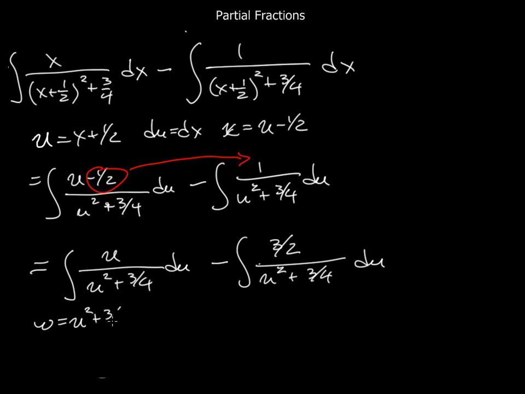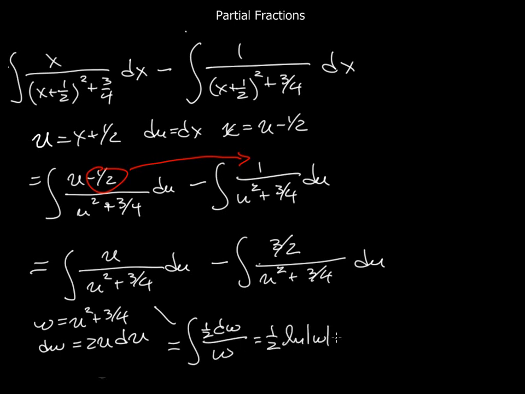The first one, you make another substitution. w is equal to u squared plus 3/4, dw is equal to 2u du. And this becomes the integral of, let's see, u du is 1/2 dw over w, which is 1/2 log absolute value of w. And that's 1/2 log, let's see, w is u squared plus 3/4, and u squared plus 3/4 is x squared plus x plus 1. So that's the first integral.